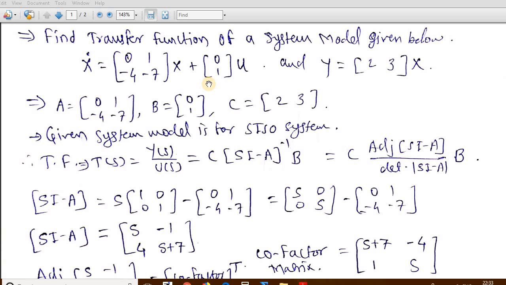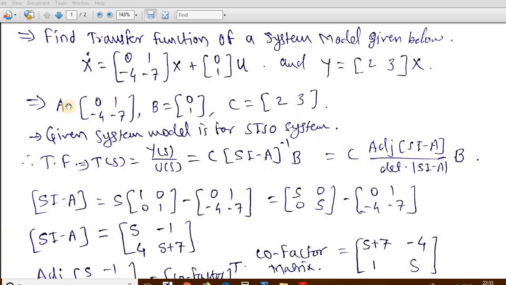First of all, we need to identify whether this model is for a multiple input multiple output system or a single input single output system. It can be easily found by observing the output equation. The output equation is in the form of C into x, and the next part, D into u, is absent. So D equals 0, which means this model is for a single input single output system.